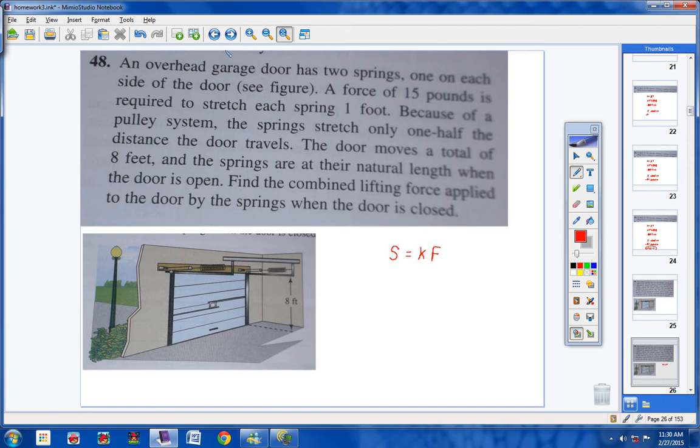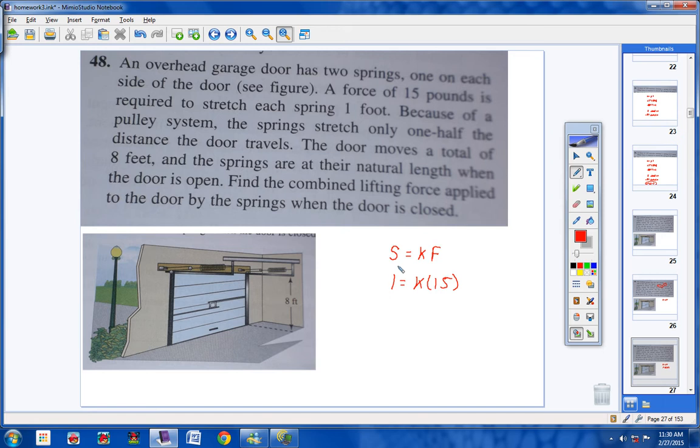I already know that. And now look what they're telling you. They're telling you a force of 15 gives you a stretch of 1 foot. So could I not very quickly solve for K? Look, guys, whenever you can solve for K quickly and easily, just do it. Sometimes you don't need to, but 99% of the time you need to.